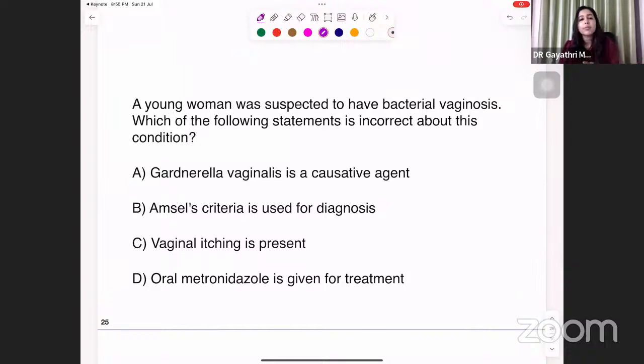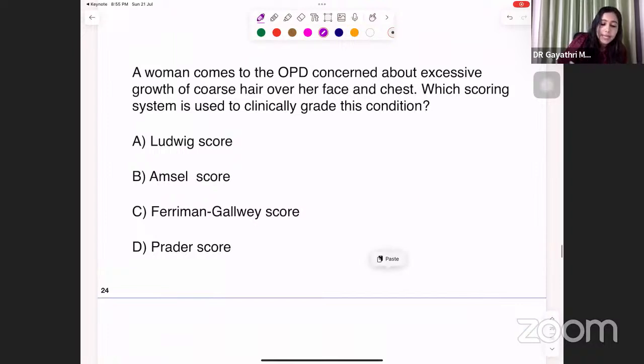Again, just a point about this Ferriman-Galloway scoring. Once you see that the Ferriman-Galloway score is more than 8, a score of more than 8 is suggestive of hirsutism. All right.